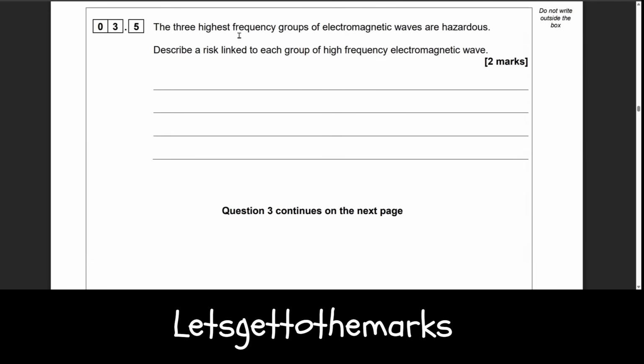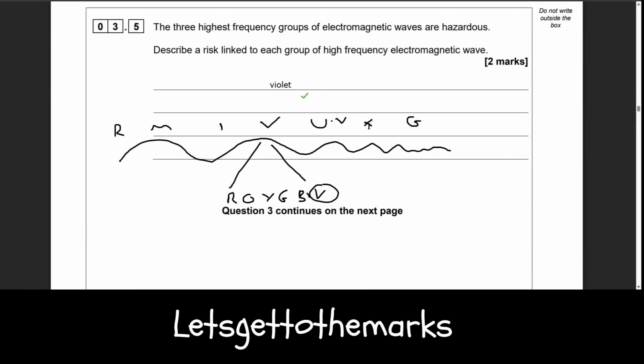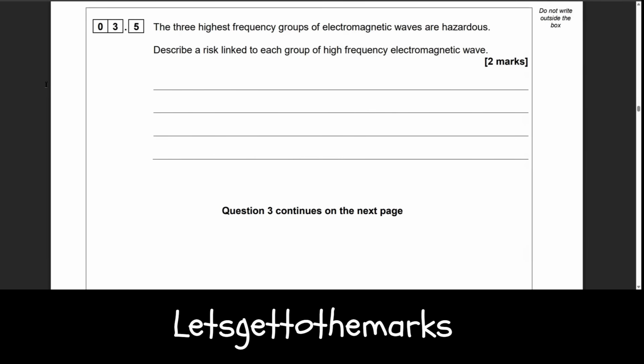3.5. The three highest frequency groups of electromagnetic waves are hazardous. Describe a risk linked to each group of high frequency electromagnetic wave. So what are the three highest frequency groups? If we just zing up my thing again, we got UV, X-ray, and gamma. So what we want to know is a risk linked to each of these.